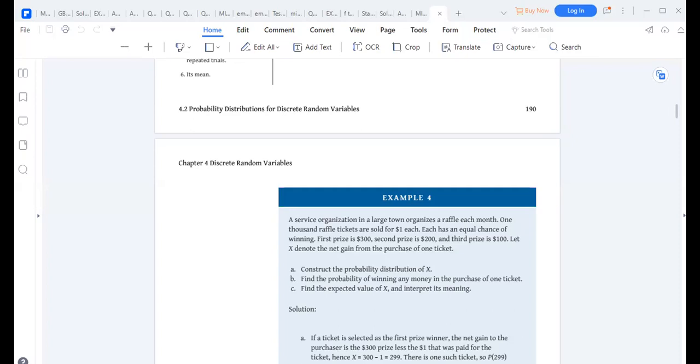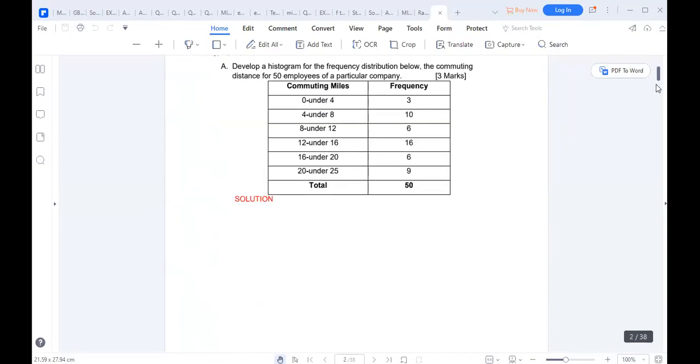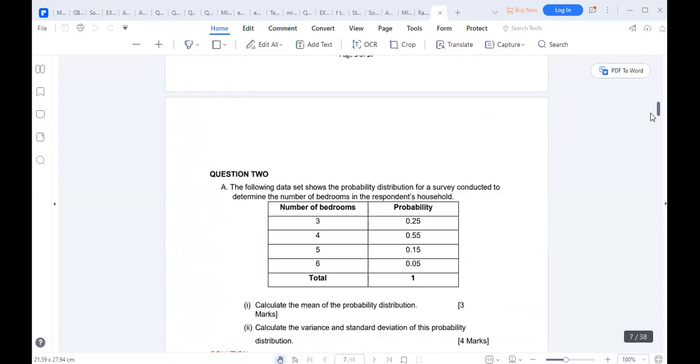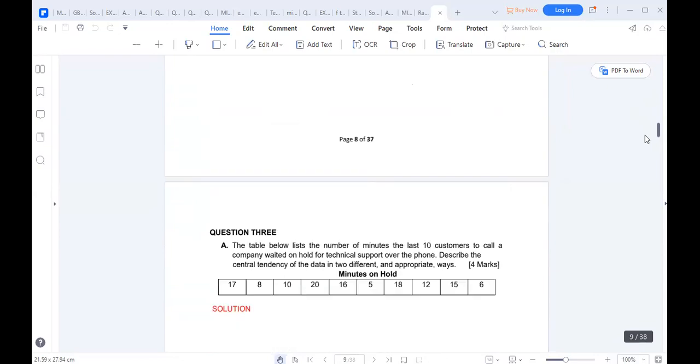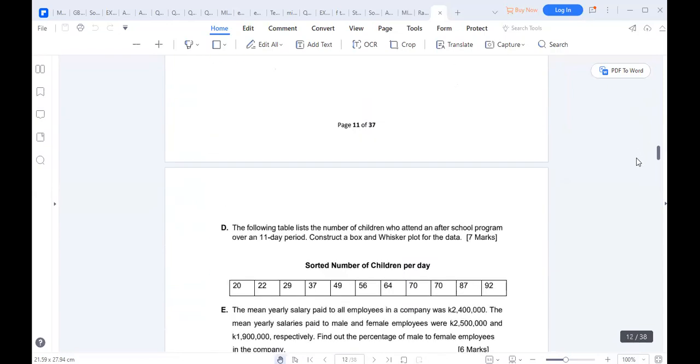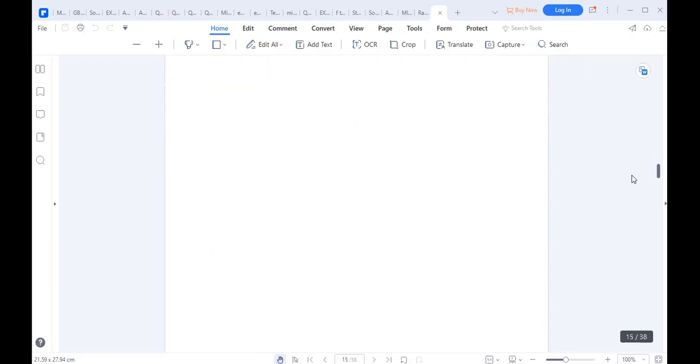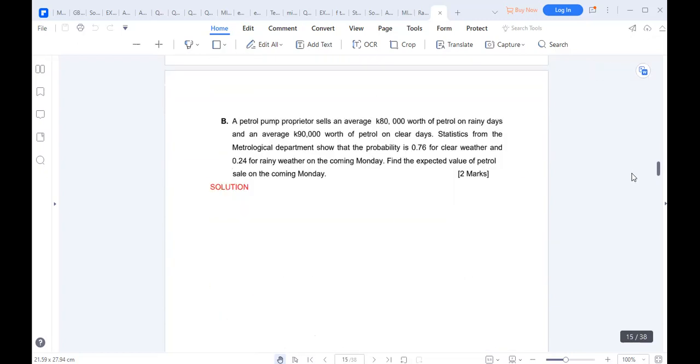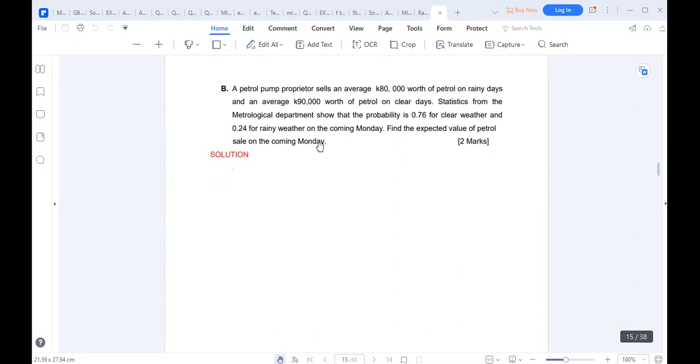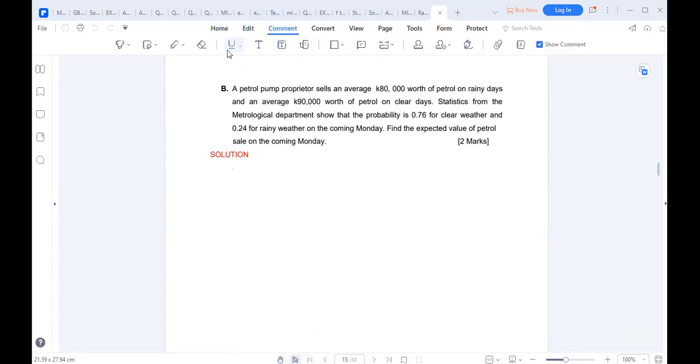So let me take you through my question bank where we're given similar random variables. We're given a scenario where we are told about the predictions of whether it will rain or not. The pump operator sells on average 80,000 of petrol on a rainy day and 90,000 on a clear day. So we have two states of nature. Number one, a rainy day. Number two, a sunny day.